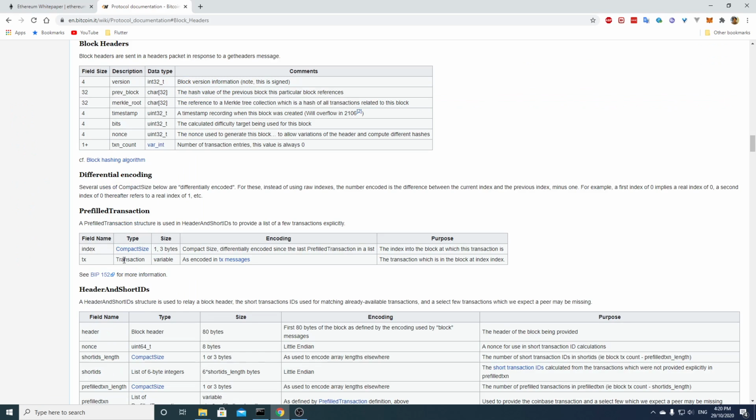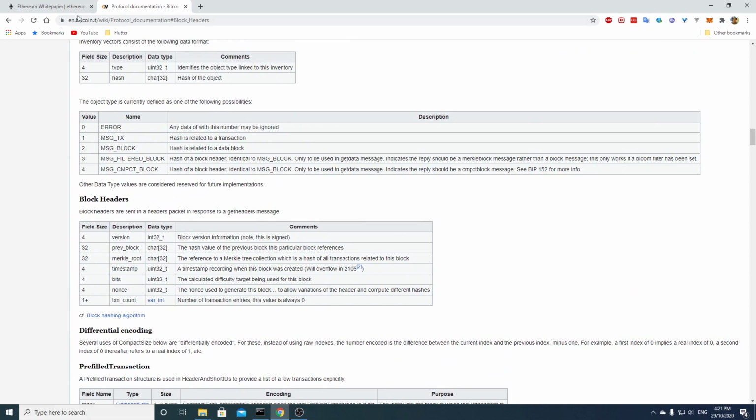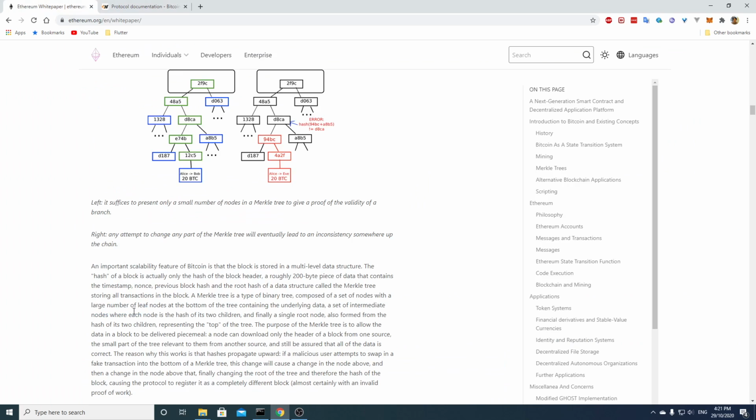Block headers. This is 4, 32, 32, 32, 64, 68. Oh, this is 12. 12, 64, yeah, above. 80 sounds about reasonable. Okay, I don't know why they say it's 200 bytes.